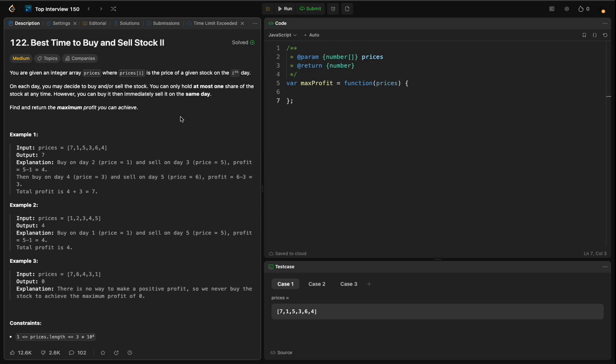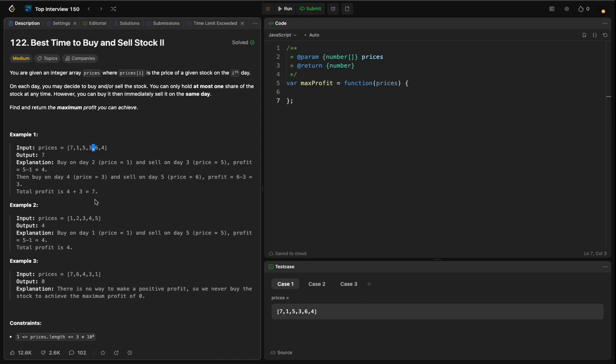Let's take this as an example. The maximum profit should be 7 because we could buy on day 2, where the price is 1, and sell it on day 3, where the price will be 5, and the profit will be 4. After that we buy on day 4 where the price is 3 and sell it again on day 5 where the price is 6, so we make a profit of 3. We have 4 and 3, it will be 7.